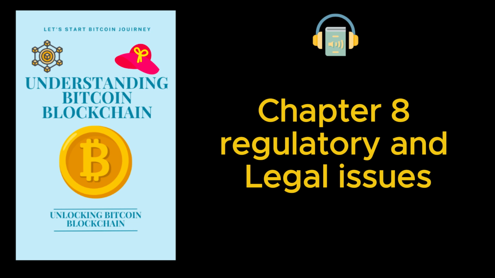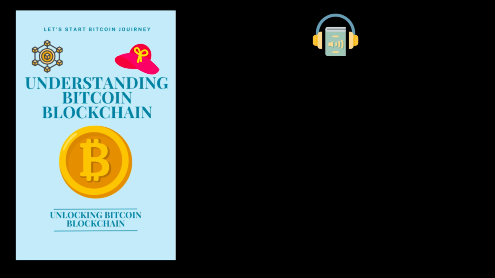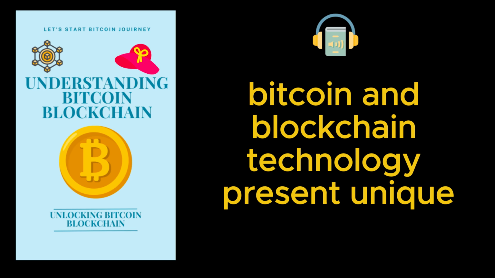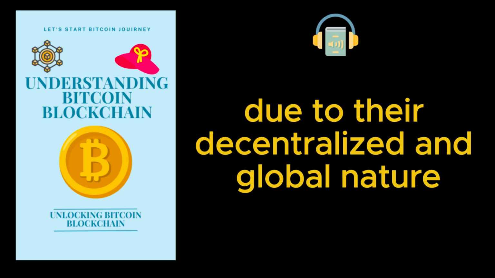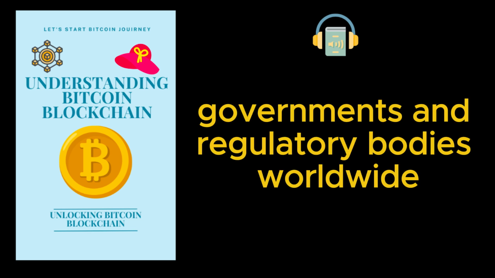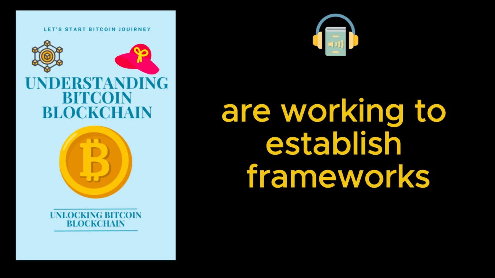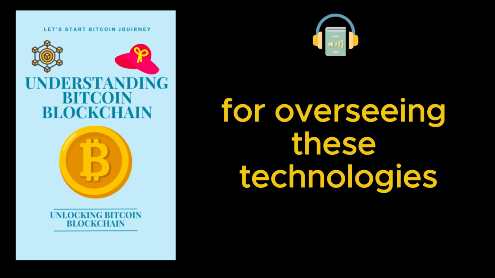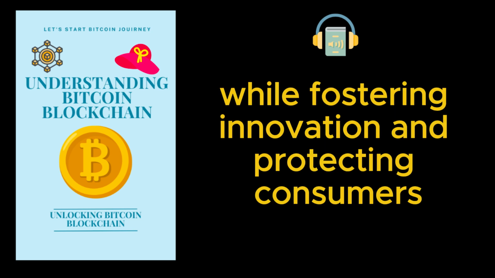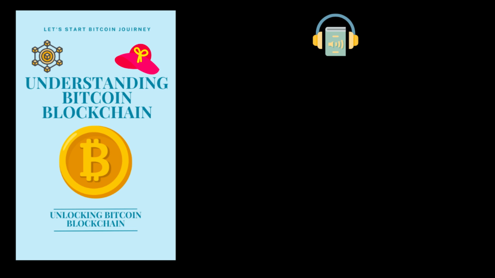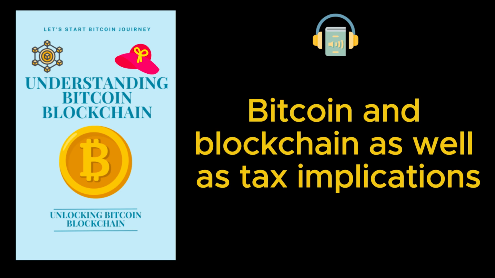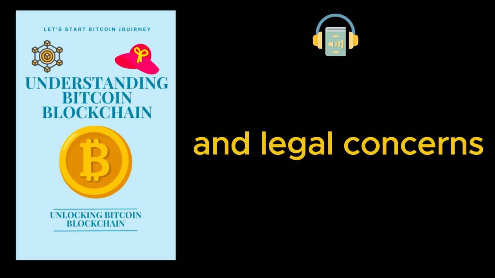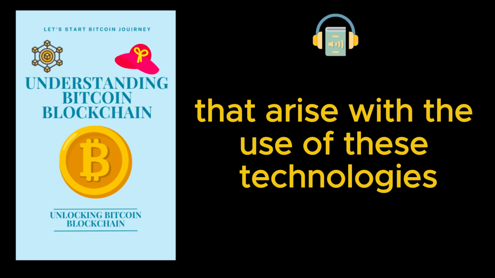Part 4, Challenges and Opportunities. Chapter 8, Regulatory and Legal Issues. Bitcoin and blockchain technology present unique regulatory and legal challenges due to their decentralized and global nature. Governments and regulatory bodies worldwide are working to establish frameworks for overseeing these technologies while fostering innovation and protecting consumers. In this chapter, we'll explore the evolving regulatory landscape around Bitcoin and blockchain, as well as tax implications and legal concerns that arise with the use of these technologies.